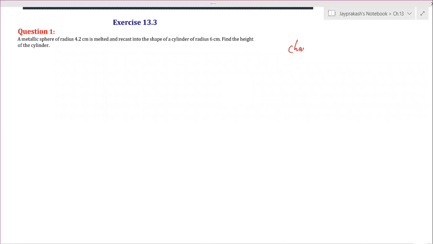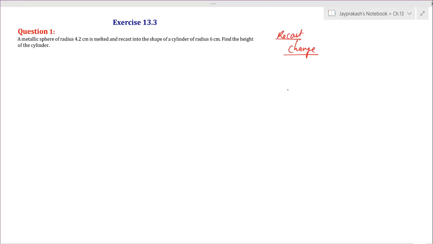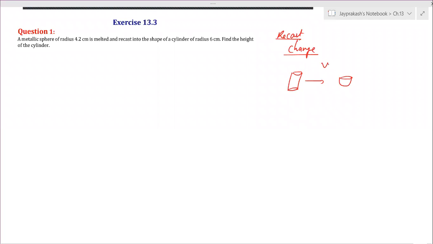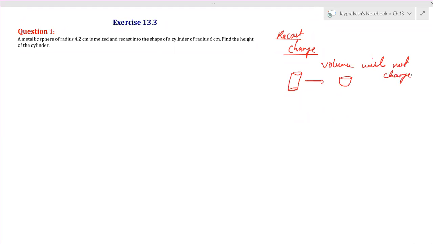Yes sir. Whenever we are changing the shape, it means recast. So whenever we are converting one solid, that means we are melting a cylinder and changing it into a hemisphere, the volume will remain the same. Volume will not change. This concept we will use in exercise 13.3.